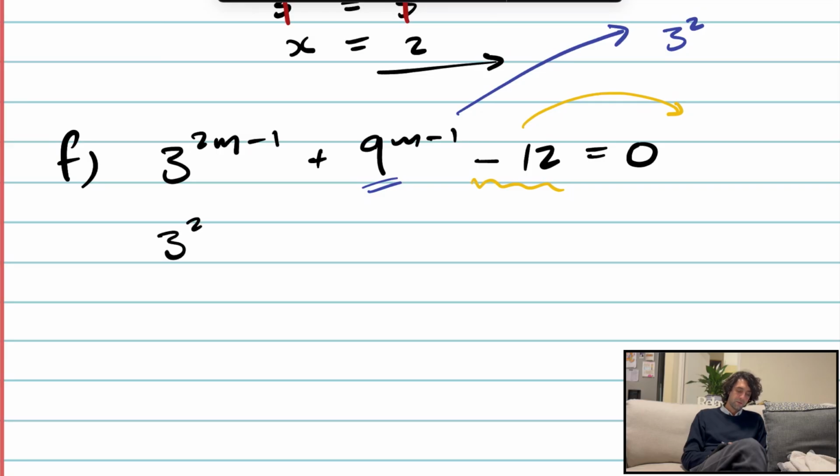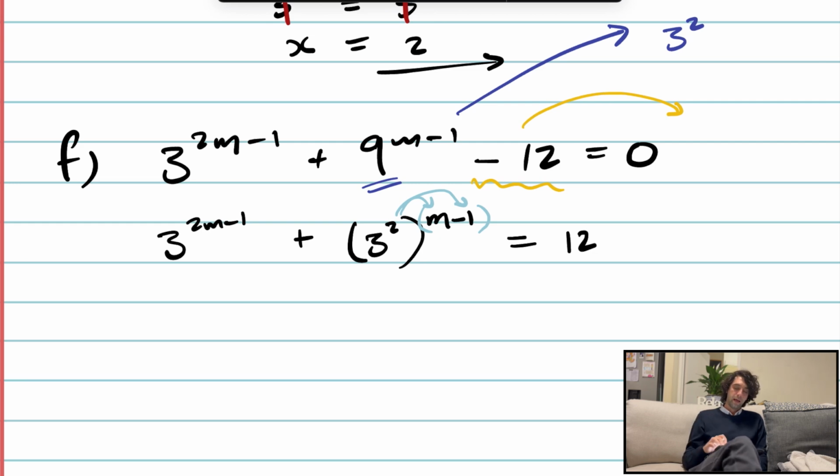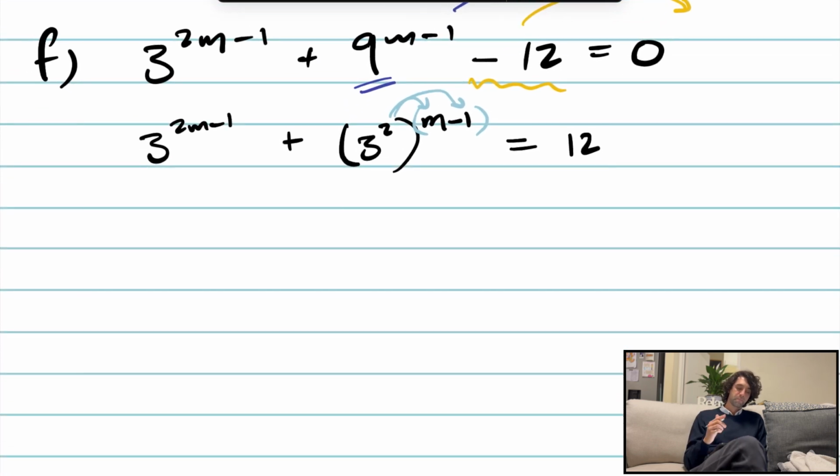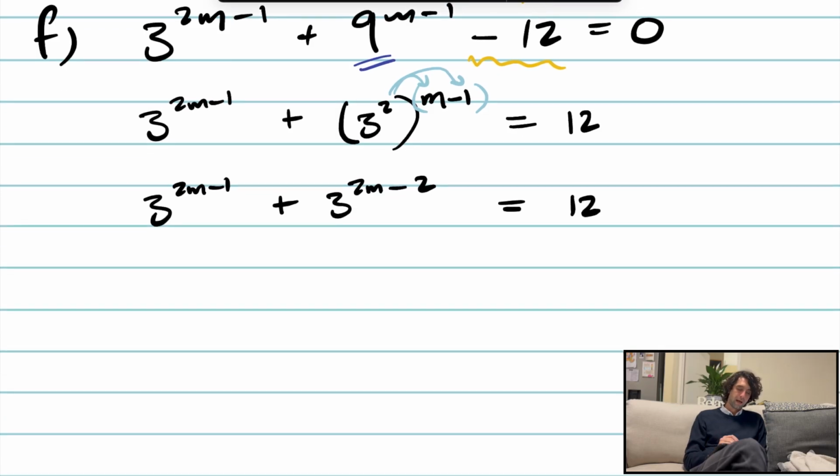I have 3 to the power of 2m minus 1 plus 3 squared. I'm just going to put it in brackets, m minus 1. Now I'm putting in brackets again because this 2 is going to come in and multiply into both of those. And I am going to bring the 12 over to the other side because that format is what I'm used to performing. Let's see what we get. So we get 3 to the power of 2m minus 1 plus 3 to the power of 2m minus 2, which is equal to 12.